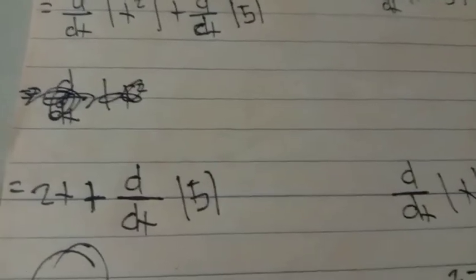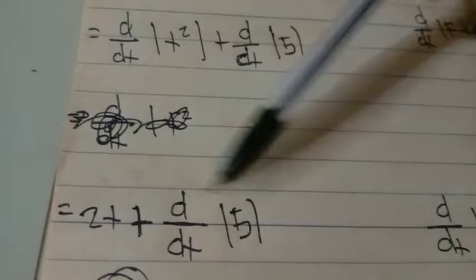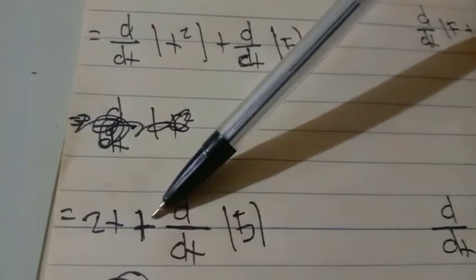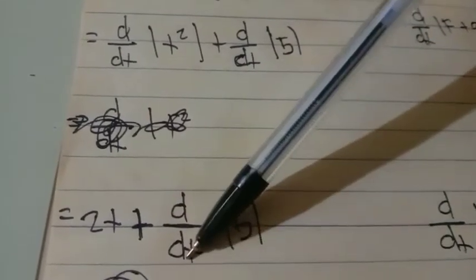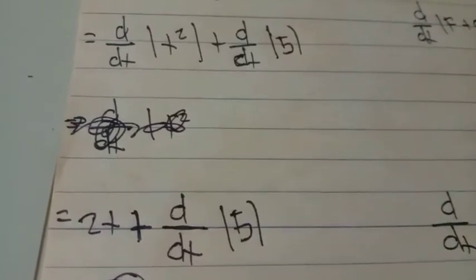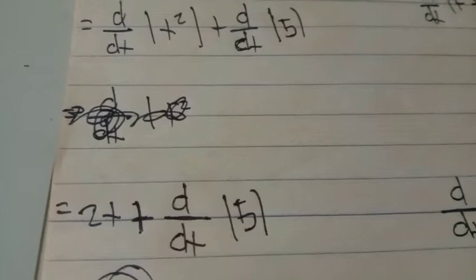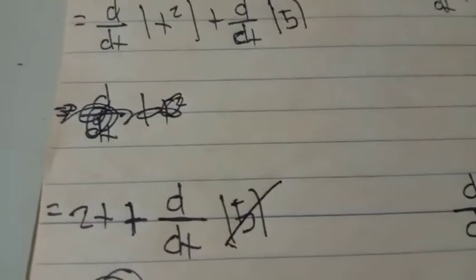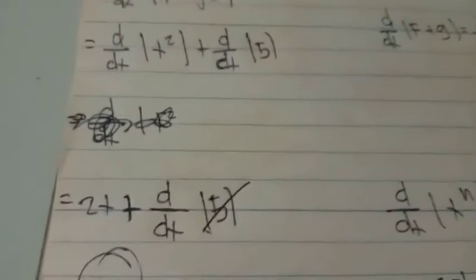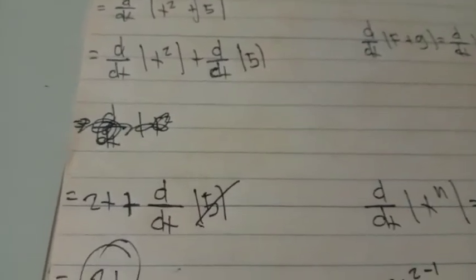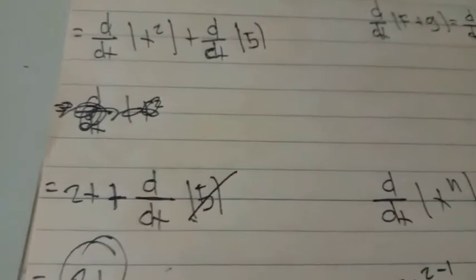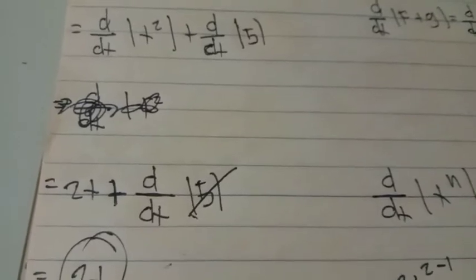So yes, let's begin solving these things. As we can see here, it will turn like this: 2 plus x, and d and dx of 5. The next thing we need to do is to cancel it. Yes, we need to cancel it. Why? Because the derivative of a constant is 0. Because a constant function doesn't change values, so it makes sense that its derivative equals 0.